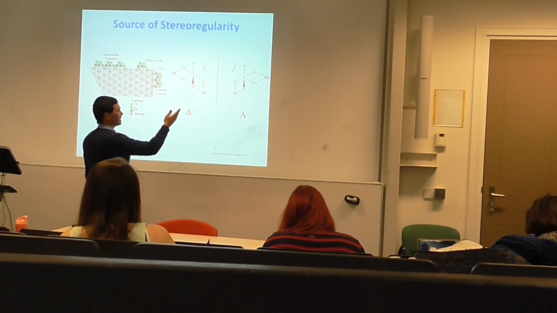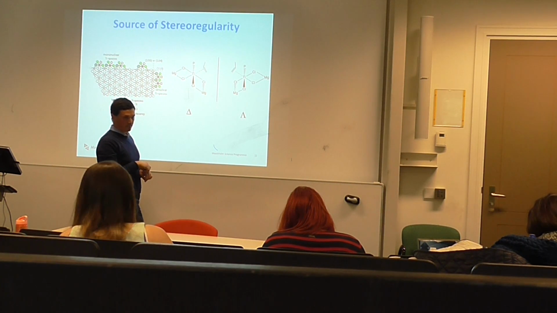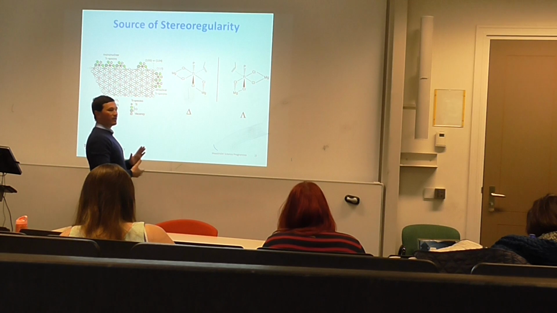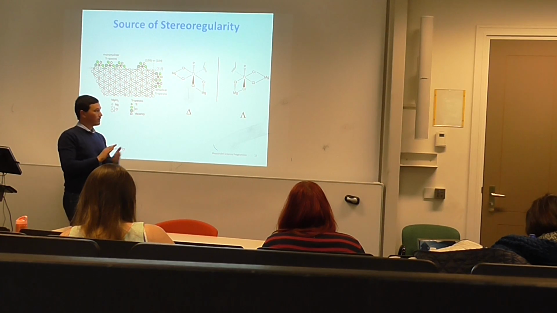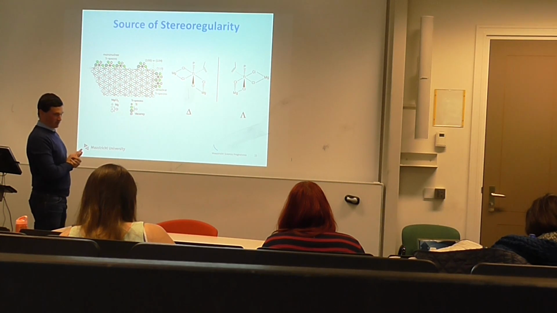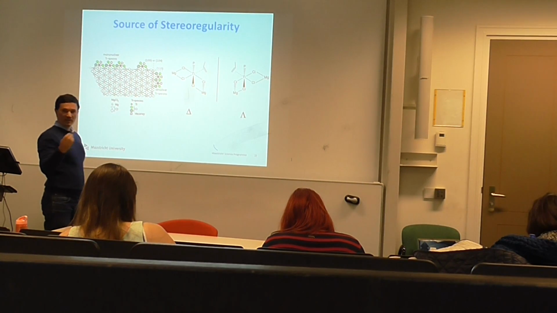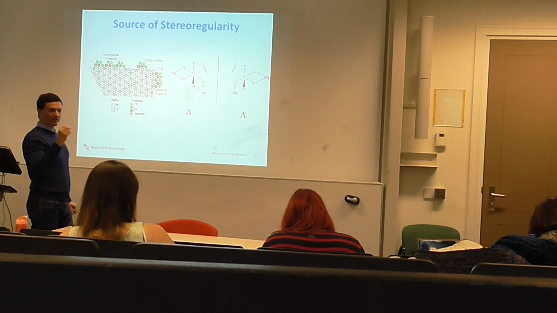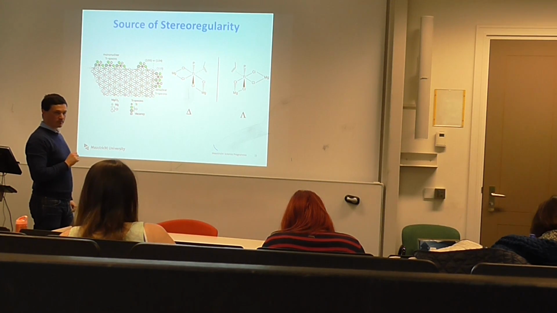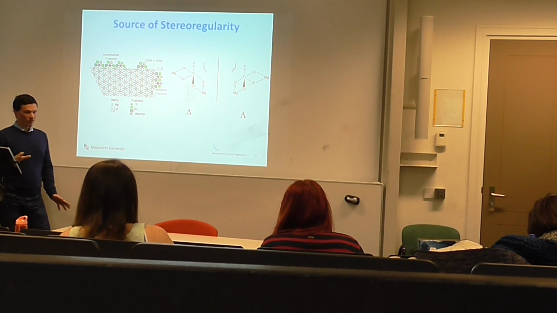So these are mirror images, which means that you cannot overlay each other. Once we'll take the R face, once we'll take the other one, the S face, of the prochiral monomer. Because of this, the active site can discriminate between the R face and the S face of your prochiral monomer. Is it clear? Would you like me to repeat?